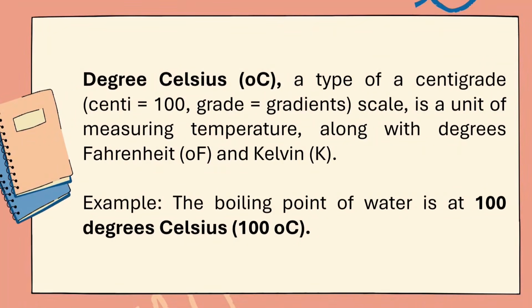Degrees Celsius, a type of centigrade scale. The centi is equal to 100 and the grade is the gradients. It is a unit of measuring temperature along with degrees Fahrenheit and Kelvin. Example, the boiling point of water is at 100 degrees Celsius.